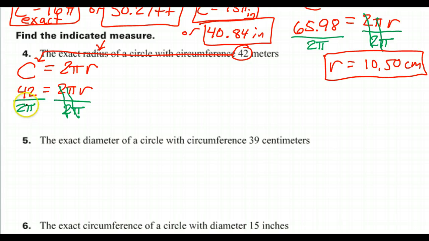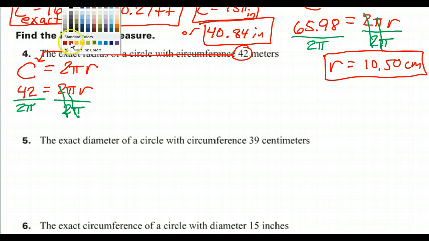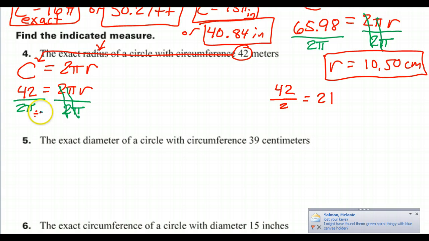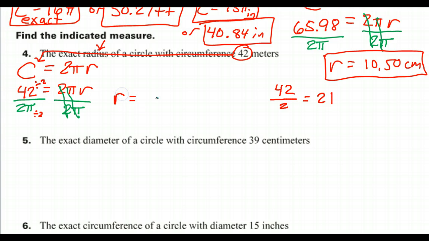42 over 2. If I kind of take the pi part out of it and focus on that for a minute. Okay, look at the part right here where I have 42 over 2. What is 42 divided by 2? Yeah, that's 21. So if I basically reduce this fraction and divide by 2 in the numerator and the denominator, then I'm going to get r is equal to 21 over pi. And we have to leave it like that because they said exact answer.